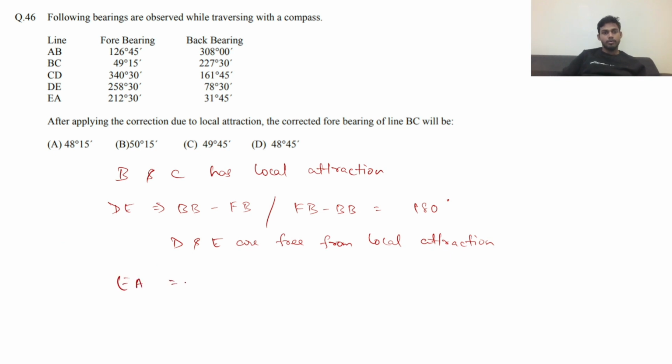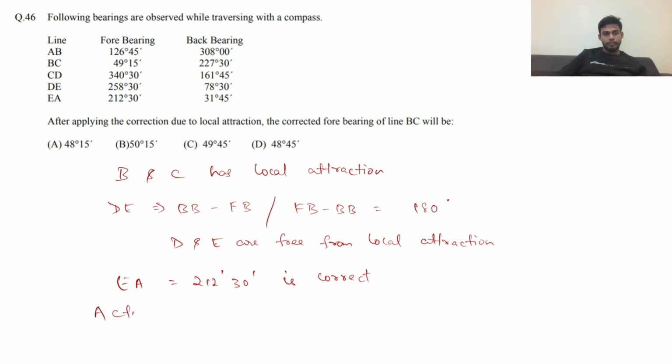EA is equal to 212 degrees 30 minutes. This is correct because the forward bearing of EA is nothing but the bearing of A with respect to E. As E is free from local attraction, the forward bearing of A is correct. So now the back bearing of EA will be wrong and we have to correct that.